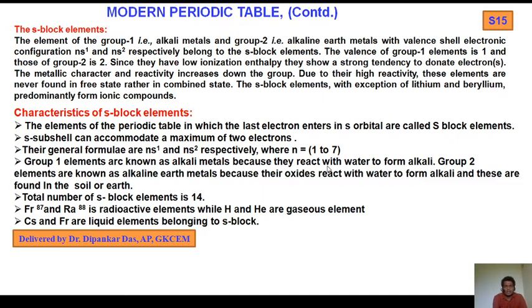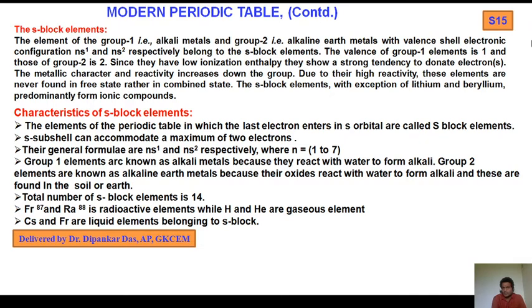So S block means, as I discussed, group 1 and group 2, alkali metals and alkaline earth metals, are called S block elements. The elements of group 1, that is alkali metals, and group 2, that is alkaline earth metals, with valence shell electronic configuration ns1 and ns2 respectively, belong to the S block elements. So group 1 means ns1, n equals 1, principal quantum number. Group 2, ns2, n equals 2. So group 1 and group 2 are collectively known as S block elements.